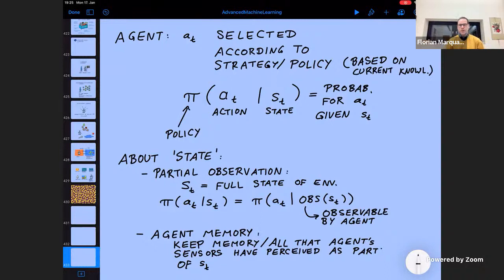Okay, any questions so far about states, actions, policy, transitions?